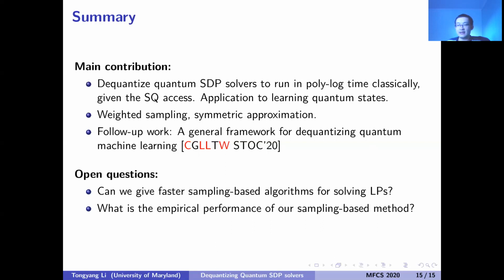There are some testing results on other sampling-based methods. In particular, there are currently existing numerical experiments on Evan Tang's dequantization algorithm for recommendation systems. And we also look forward to testing the empirical performance of our sampling-based method and seeing if it actually works better than recent classical algorithms in practice.